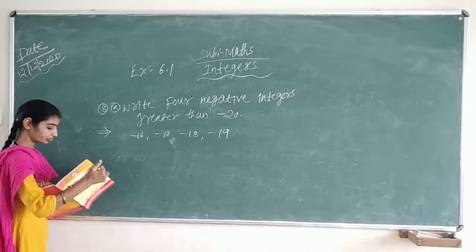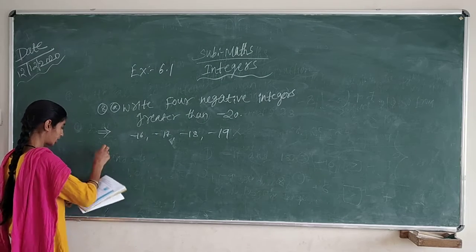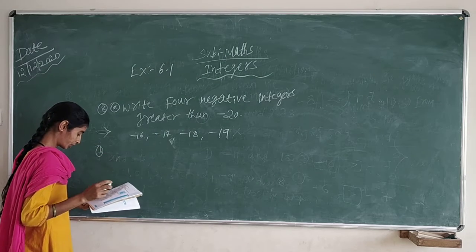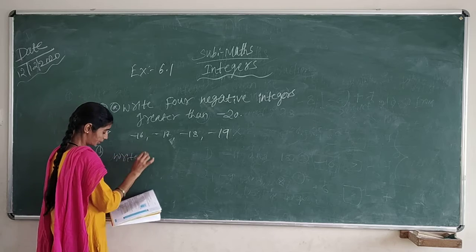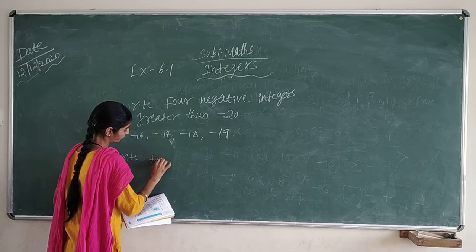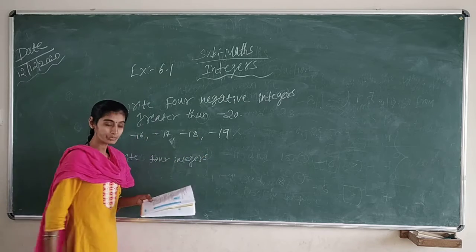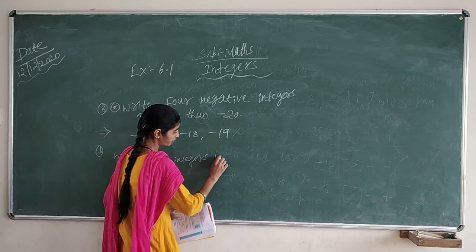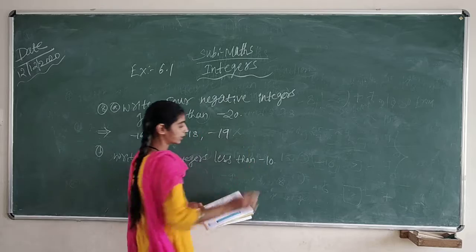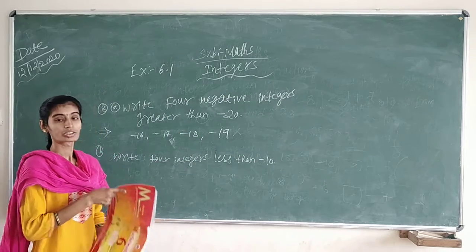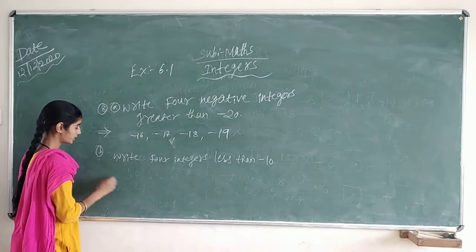Okay. Then the second question, a big question in this. Write 4 integers less than minus 10. So now it is the opposite of this. Here they asked greater, here they are asking less than.